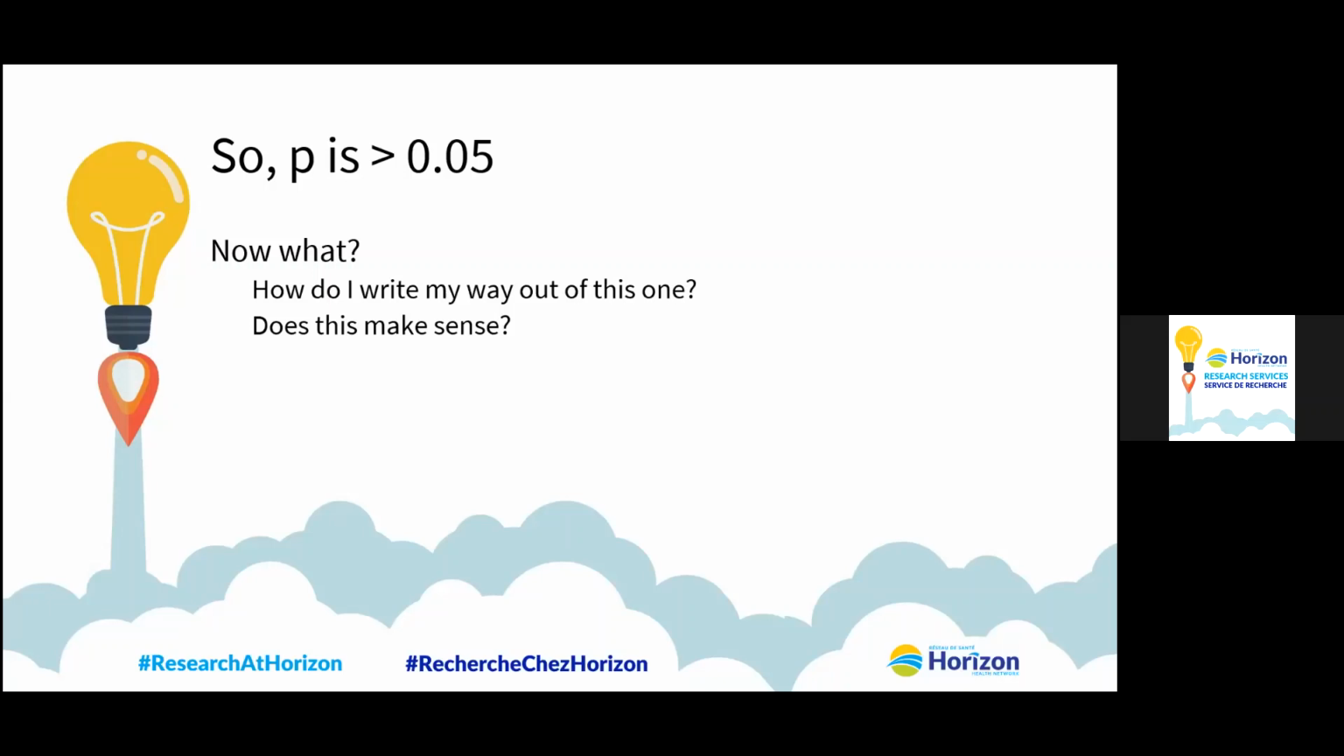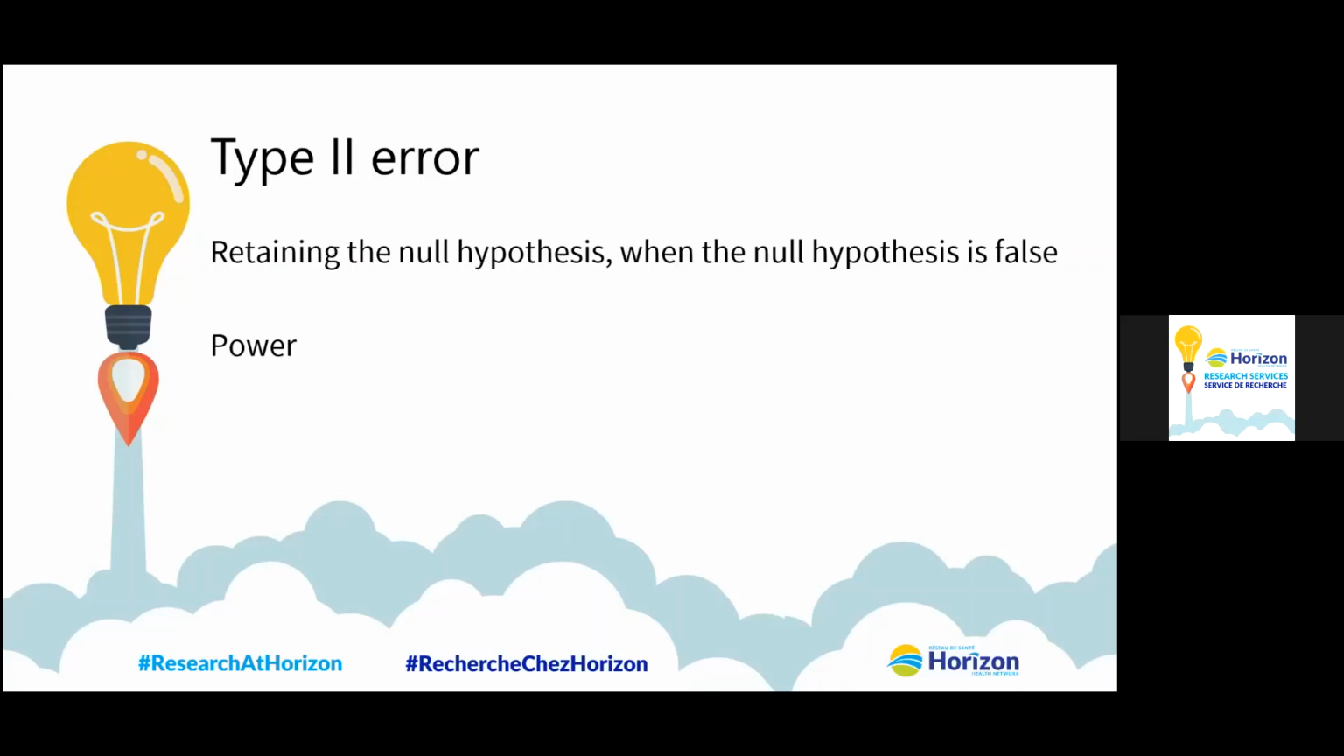Two considerations that I have for this presentation are related to power and sample size. The first is the type 2 error. Type 2 error is when you retain the null hypothesis when the null hypothesis is in fact false. So this is considered a false negative situation. If we go back to this fuel economy example, you're saying there is no difference between these two vehicles in their fuel economy when in fact there is.